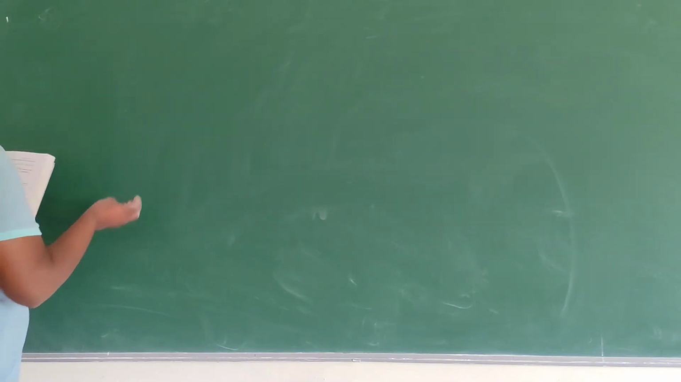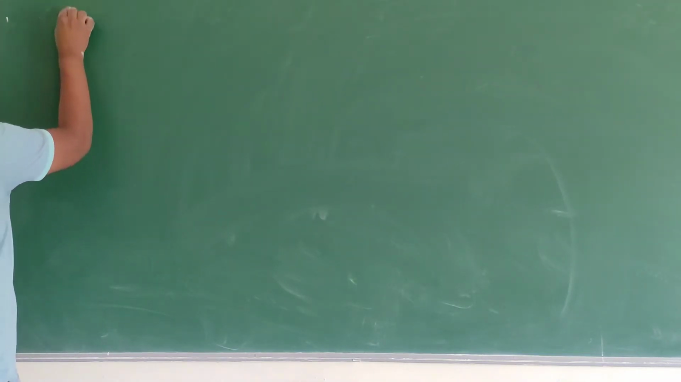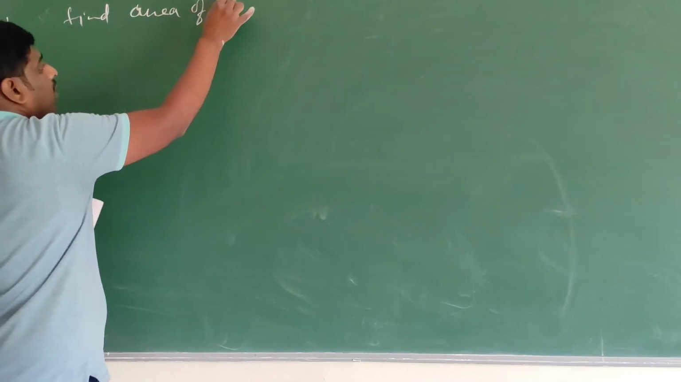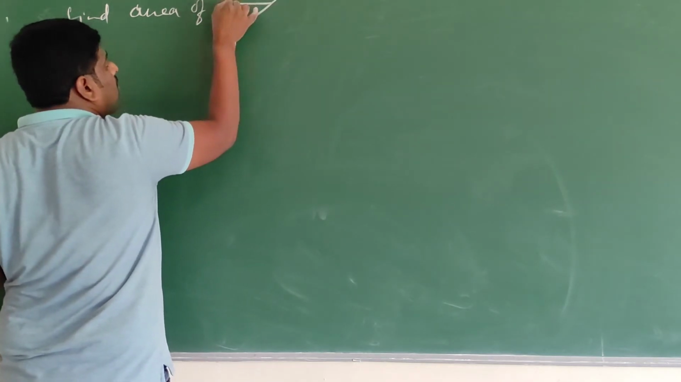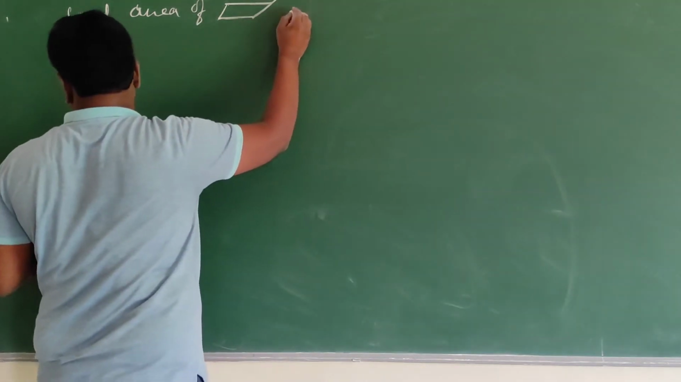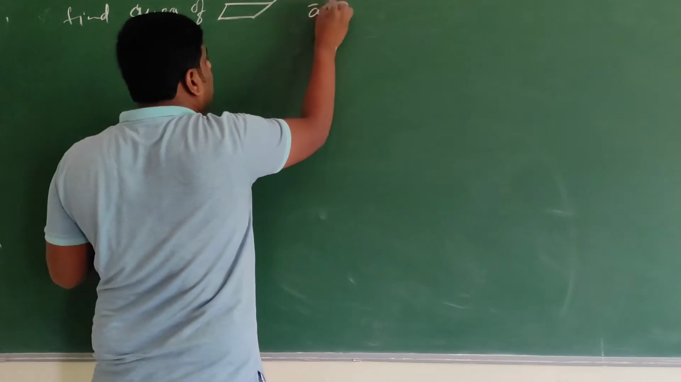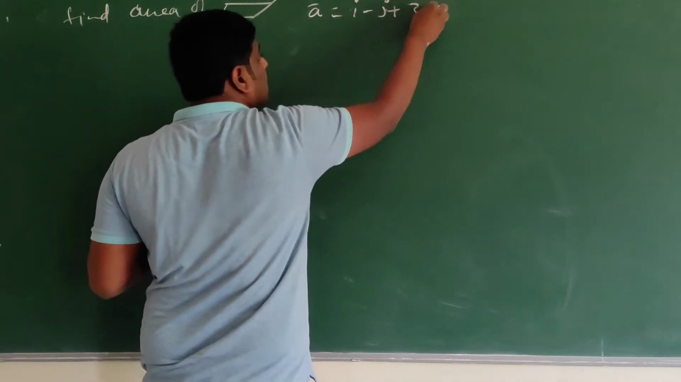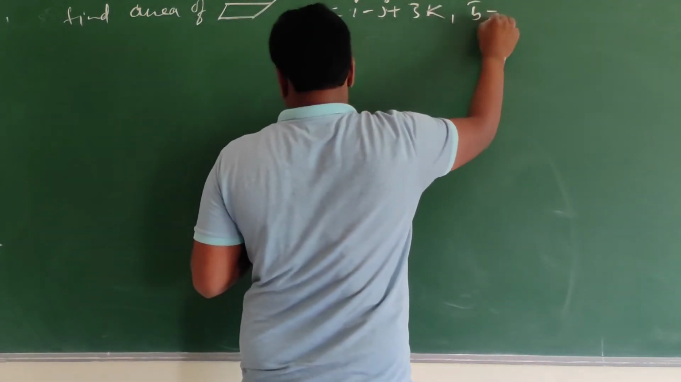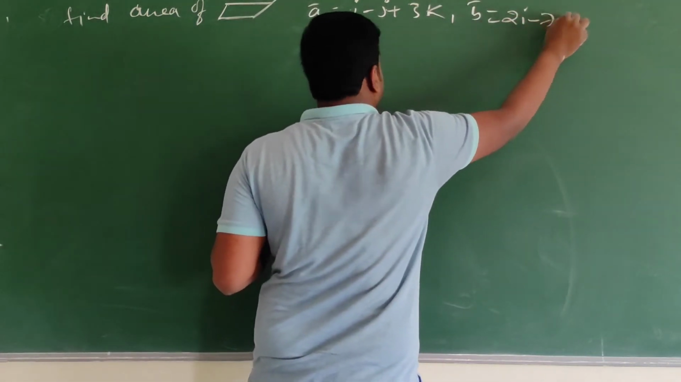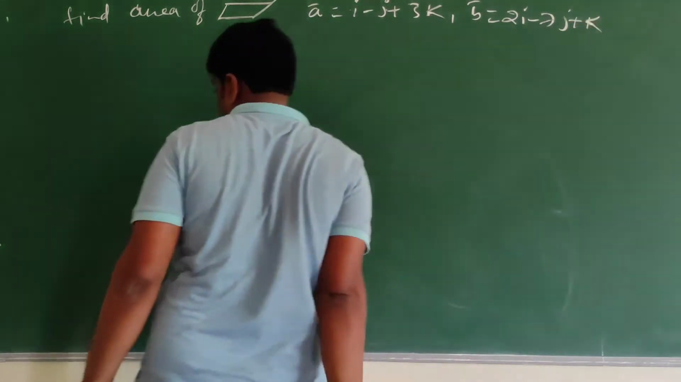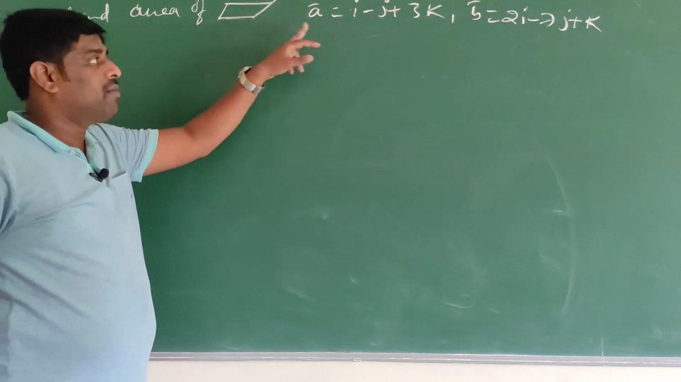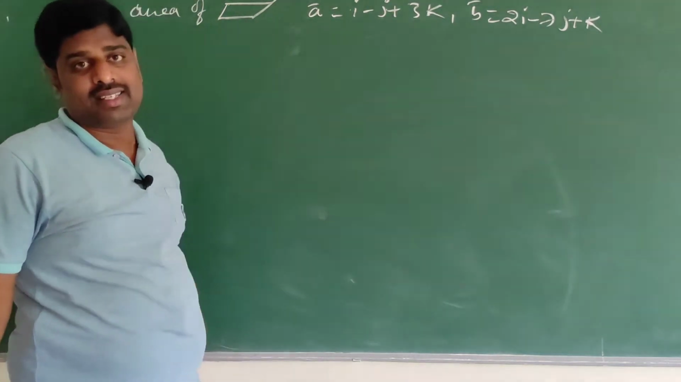Next problem is to find the area of a parallelogram whose adjacent sides are given, that is A bar equals I cap minus j cap plus 3k cap, B bar equals 2 I cap minus 7 j cap plus k cap. This problem is very simple. Find the area of a parallelogram, where A bar and B bar are given as adjacent sides.